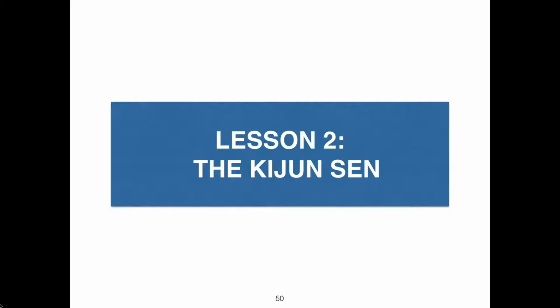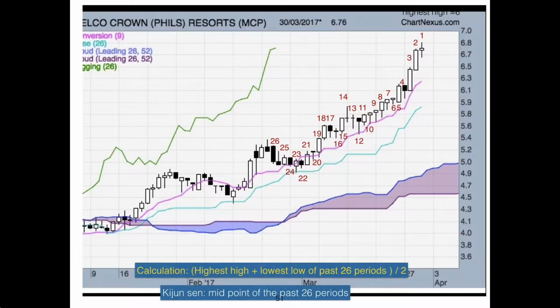Now let's go to lesson 2, the Kijun-sen. The Kijun-sen is a vital part of the Ichimoku system. It is calculated at the midpoint of the past 26 periods. Here again is the chart of MCP. From the last day's candlestick, we count 26 periods back. Then we find the highest high. Here it is 685.